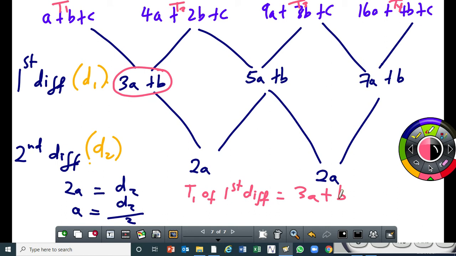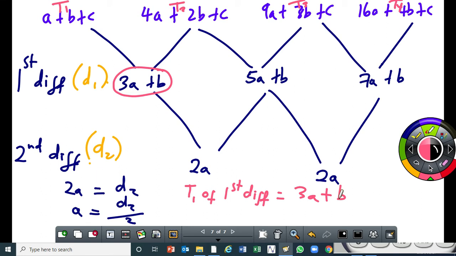You want me to say T1 of D1? No. And then I need to write it like that. Please be aware that we don't have values here. I'll show you an example, then you can understand it better. Don't worry.